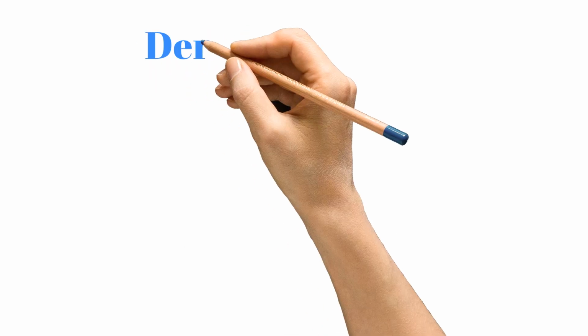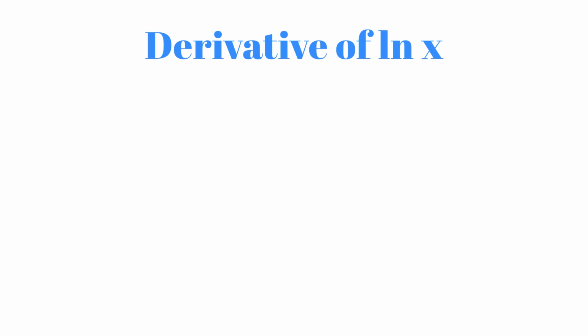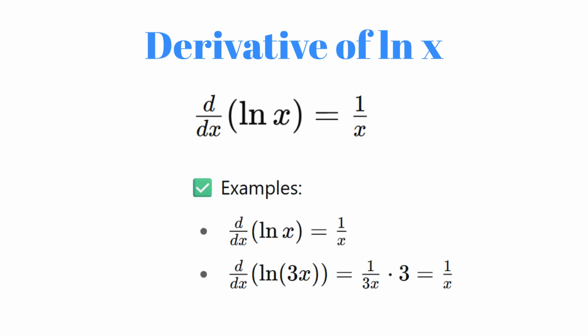Derivative of ln x. The derivative of ln x is 1 over x. First example, the derivative of ln x is 1 divided by x. Second example, the derivative of ln of 3x is 1 over 3x times the derivative of 3x, which is 3. So, the final result is 1 over x.